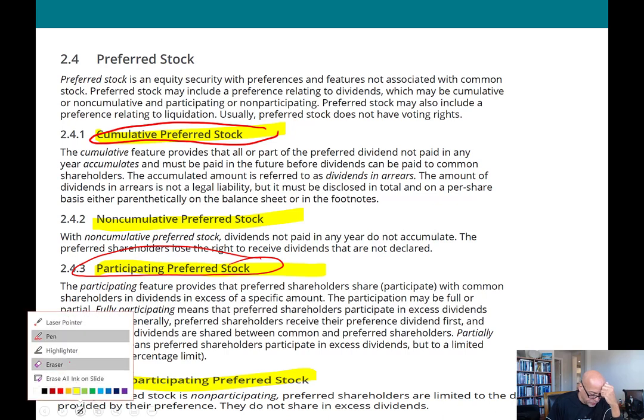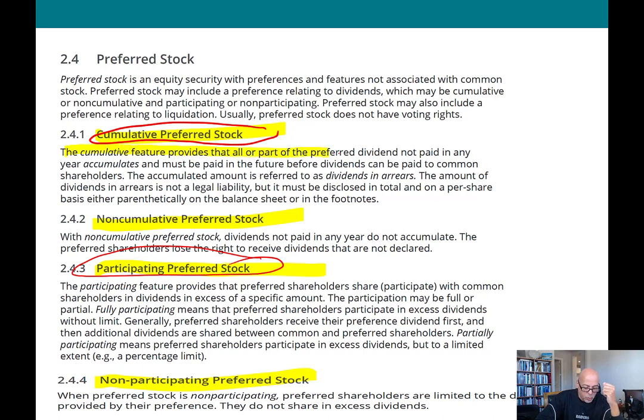Okay, so I'm just going to highlight that and read through that carefully with you. The cumulative feature provides that all or part of preferred stock dividends not paid in any year accumulates and must be paid in future years before dividends can be paid to common shareholders. So the preferred will have an amount of dividend that accumulates, and even if the company doesn't pay it in a year, it accumulates and would have to be paid out in a later year, and it still accumulates even if it's not declared. However, if it's not declared, they don't have to book a liability for dividend payable, but it still accumulates. If it's declared and it accumulates and it's not paid, then there's a liability. If it's not declared, it still accumulates. That's why they're focusing on the word paid there.